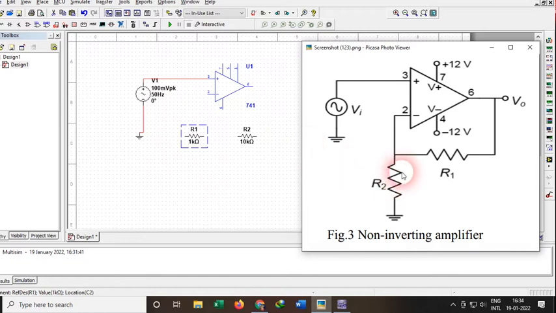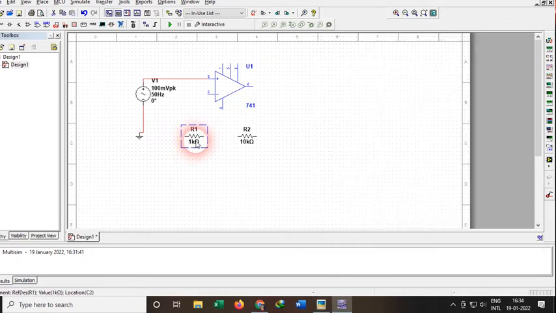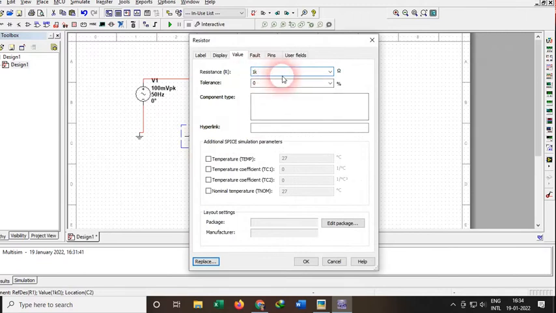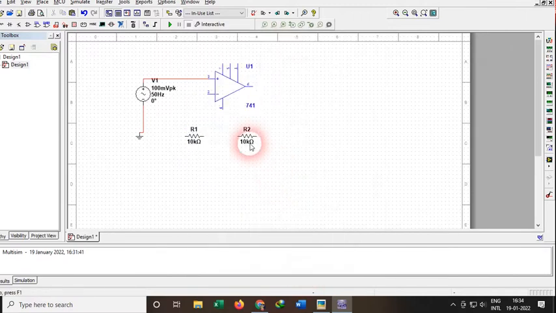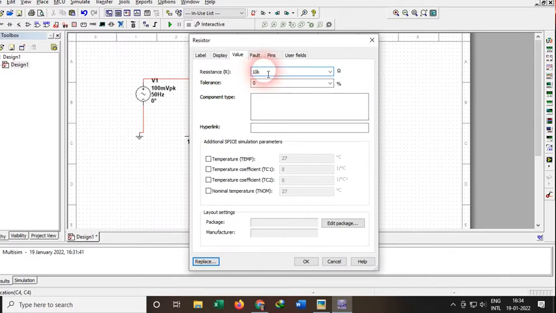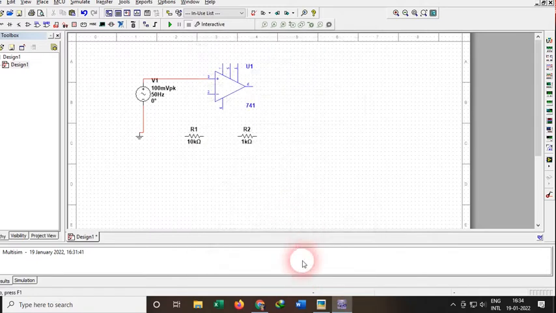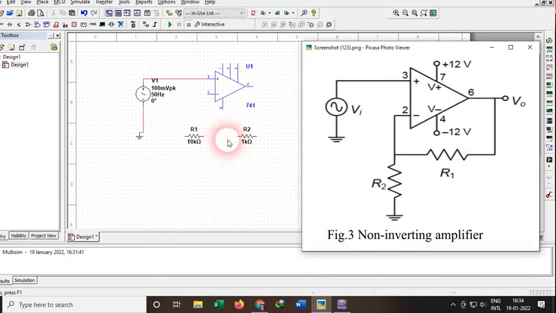Since in the circuit it is R1 and it should be of greater value, but here in Multisim it is R2 that is of greater value, I could just change the values so that it may not give any confusion. So I will make this R1 10 kilo ohm and R2 1 kilo ohm. Now look at the figure: R1 is 10 kilo ohm and R2 is 1 kilo ohm.